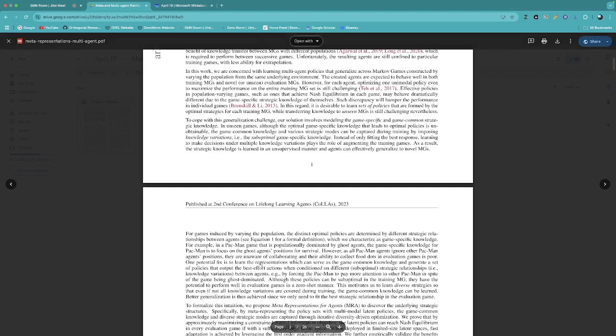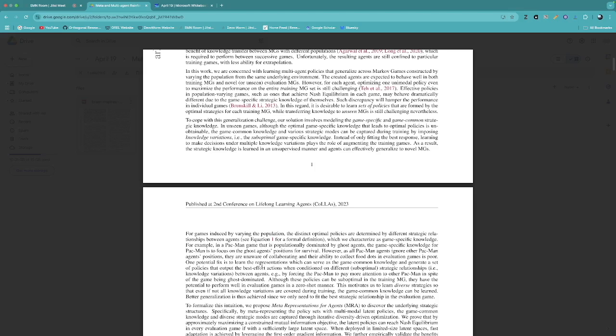One potential fix is to learn the representations which can serve as the game common knowledge and generate a set of policies that output the best effort actions when conditioned on different suboptimal strategic relationships between agents. So this may force Pac-Men to pay more attention to other Pac-Men in spite of the game being ghost dominated. Although these policies can be suboptimal in the training Markov game, they have the potential to perform well in the evaluation games in a zero-shot manner. This motivates us to learn diverse strategies so that even if not all knowledge variations are covered during training, the game common knowledge can be learned.